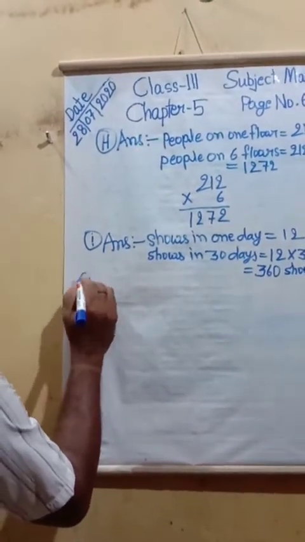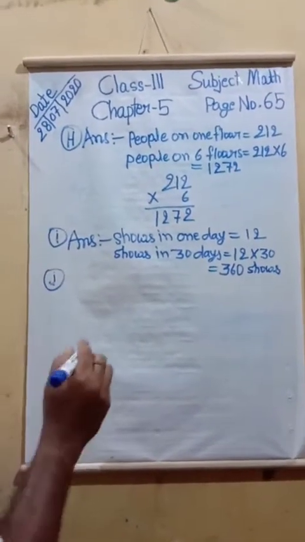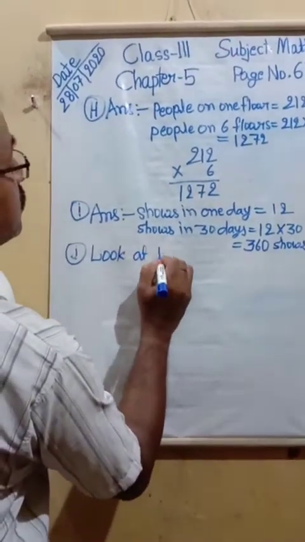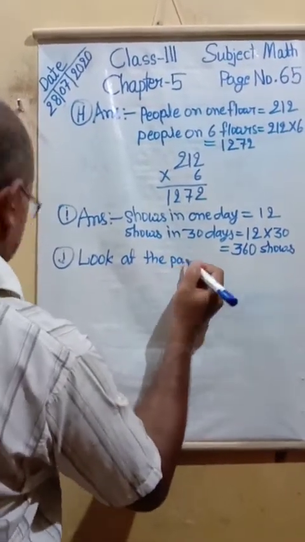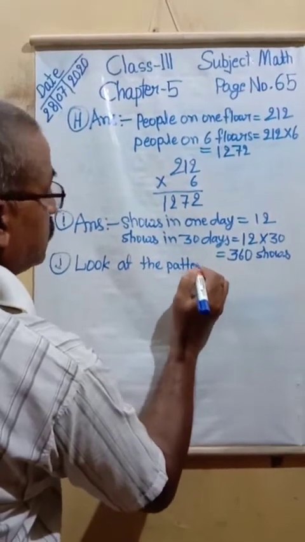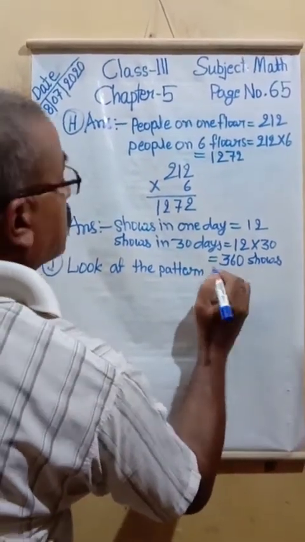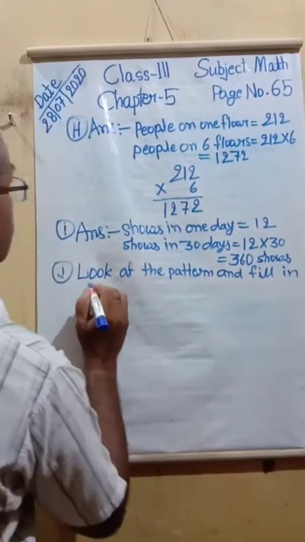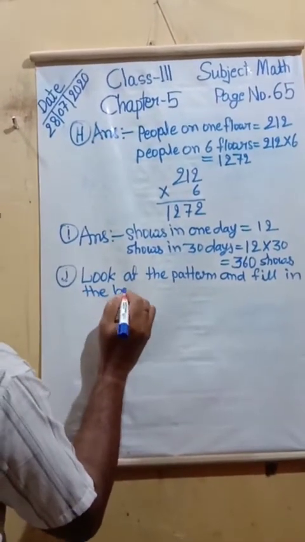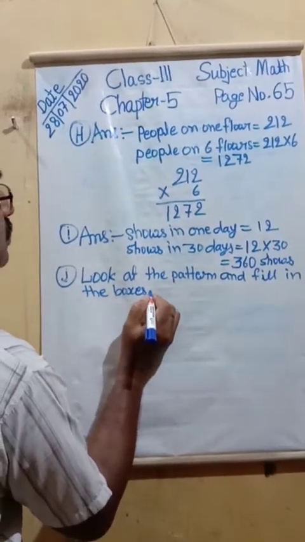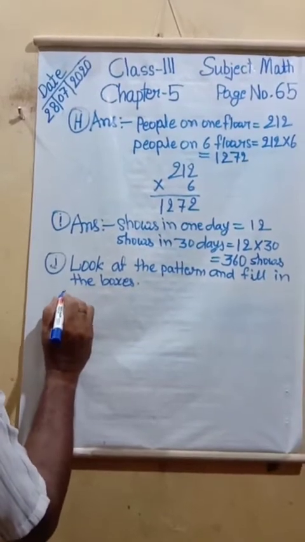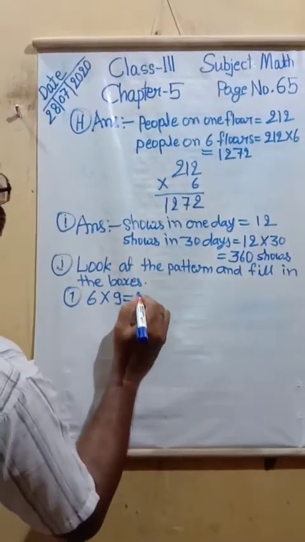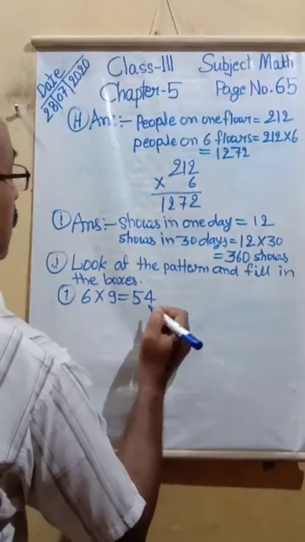Question number G. Look at the pattern and fill in the boxes. First question, 6 into 9 equal to 54.